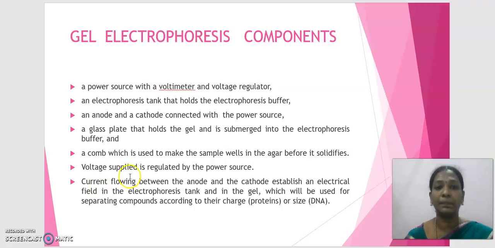Then the voltage is supplied and regulated by the power source. A current flows between the anode and cathode to establish an electric field in the tank, which helps to separate the components, that is, the charged substances. They get separated according to their charge, and also according to their size. We have already seen that small particles move faster, and larger particles take more time to pass through the separation process.